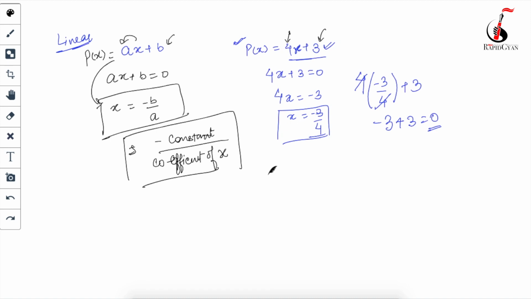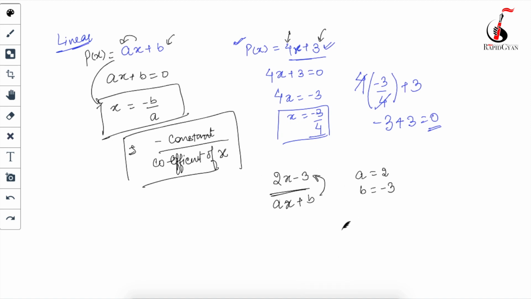Suppose there is a polynomial, let's say 2x minus 3. So what will be your answer? In this case, what is your value of b? Now compare this 2x minus 3 with ax plus b. So what is the value of a? The value of a is 2. And what is the value of b? The value of b is minus 3. Check here, the value of b is minus 3.